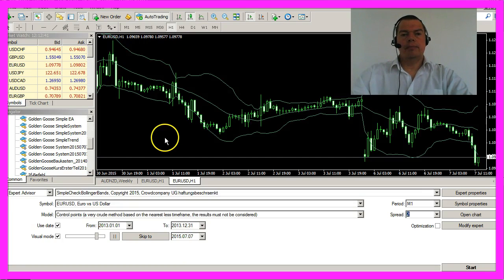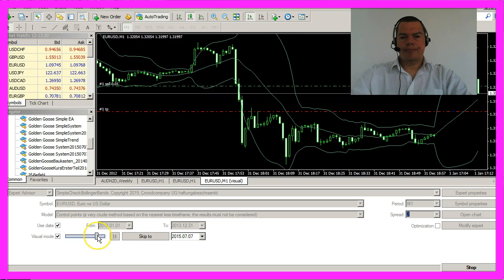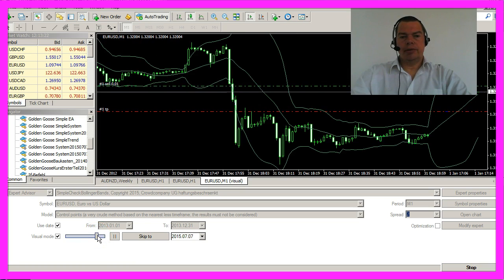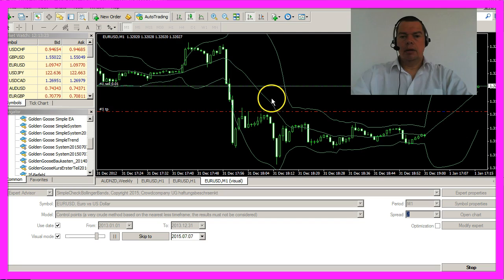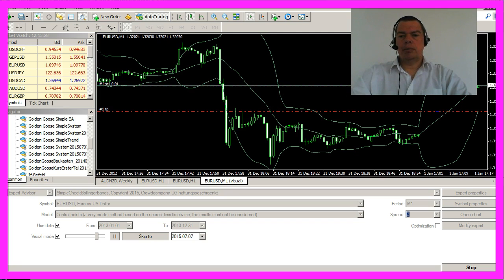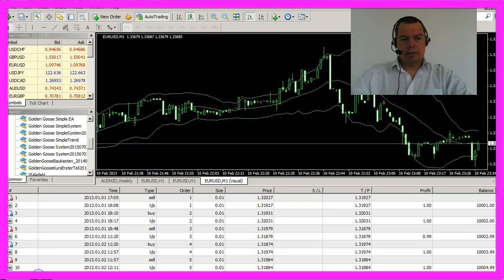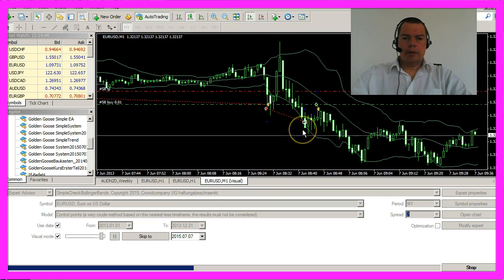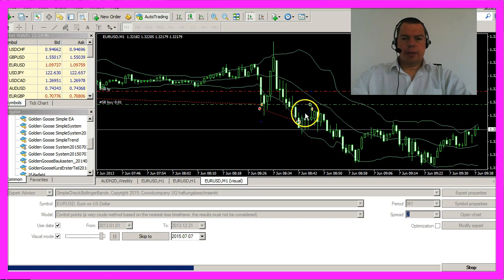Please press F4 and start your backtest. Okay, I will speed up things a little bit here, but as you can see, we have a sell trade here because there was a re-entry from the upper Bollinger Band. Let's see the results. And this one is below the lower Bollinger Band, so it's a buy trade.